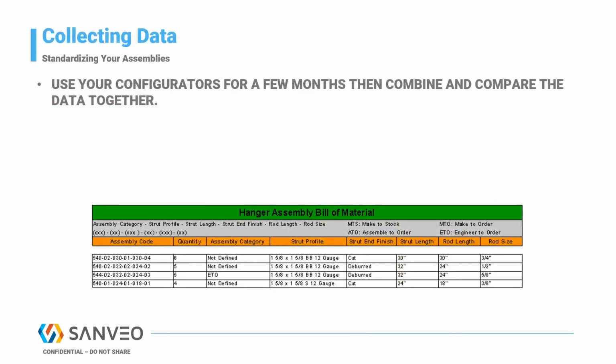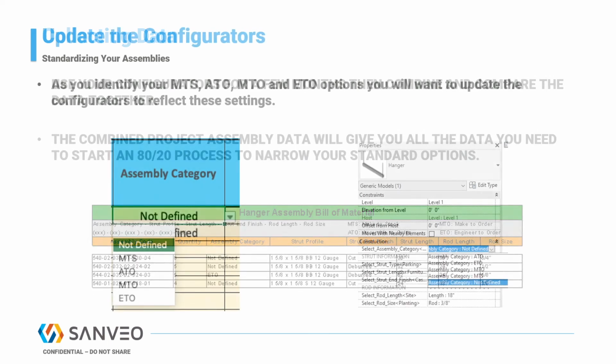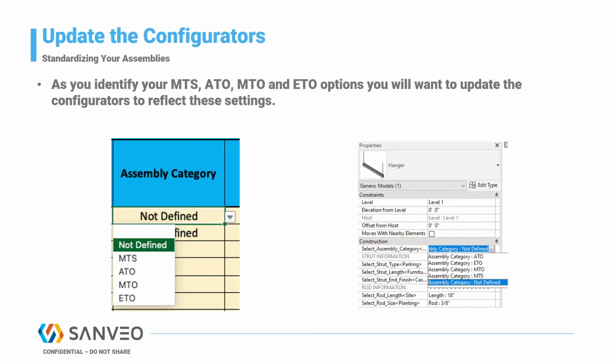These tools should be used for several months on multiple projects. Then you can begin to combine and compare the data to start the 80-20 process to narrow your standard options. As you identify your MTS, ATO, MTO, and ETO options, you will want to update the configurators to reflect these settings. Then, continue to collect data.